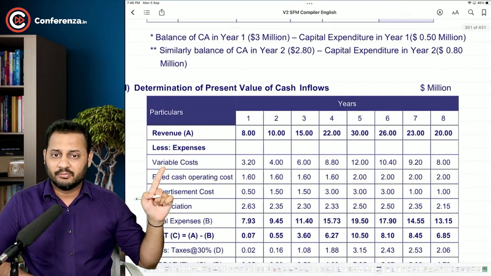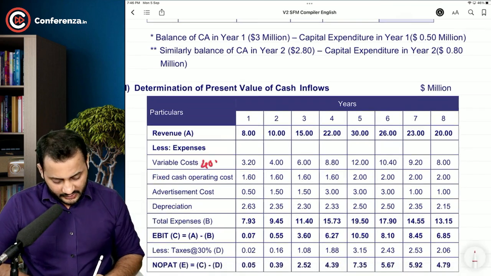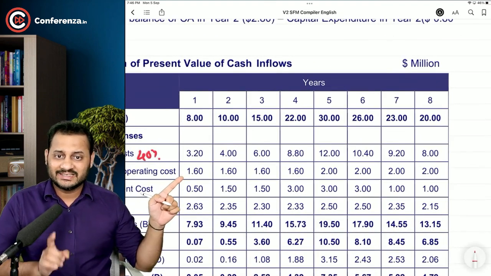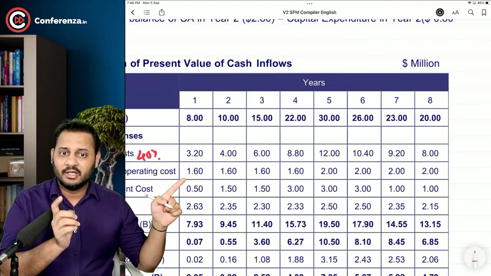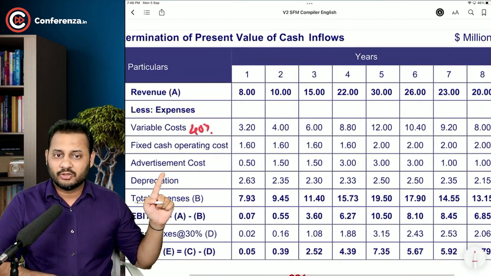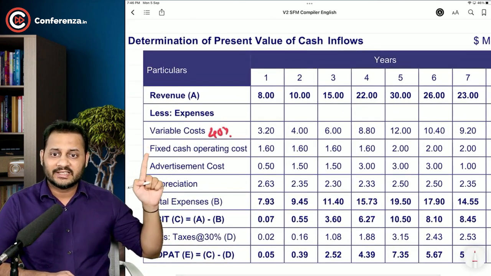Now you will take the variable cost as per the percentage. I think that is 40%. 40% of the revenue, it's very easy to take. Fixed operating cost, you can clearly see $1.6 million for the first 4 years and $2 million for the last 4 years. Then advertisement cost accordingly, depreciation from that schedule. I told you these are the only expenses.